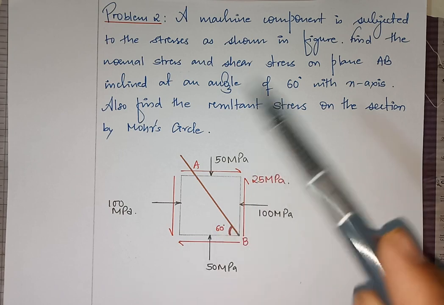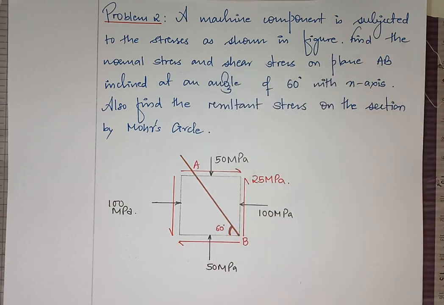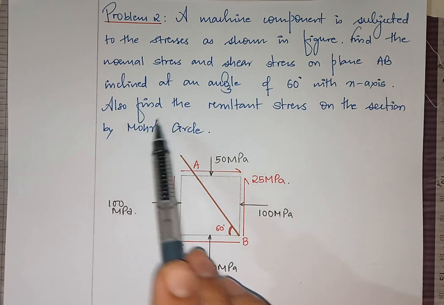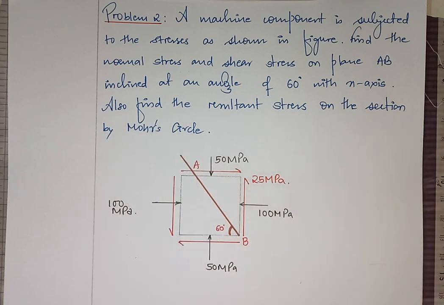A machine component is subjected to the stresses as shown in the figure. Find the normal stress and shear stress on plane AB inclined at an angle of 60 degree with x-axis. Also find the resultant stress on the section by Mohr circle. Right, so this is the statement given to us and this is the relevant diagram.